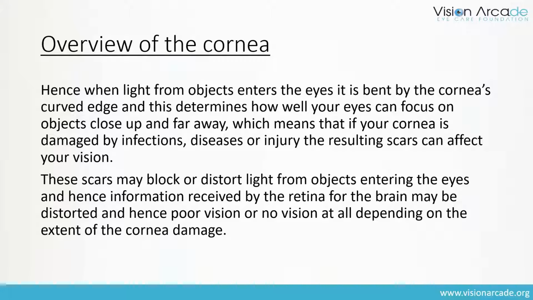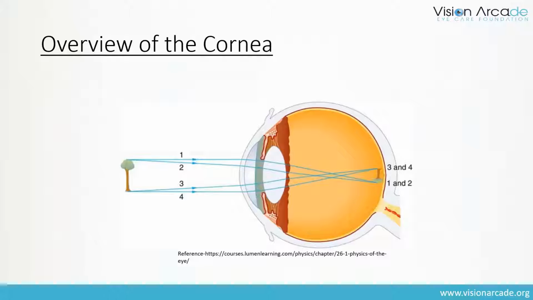So I'll just read through my notes. When light from objects enters the eye, it's bent by the cornea's curved edge, and this determines how well your eyes can focus. If there's any infection, disease, or injury that results in a scar on your cornea, then the information it sends to the brain is distorted, and the feedback is not always good. So you may get a blurry image and things like that. That's just that in a nutshell.